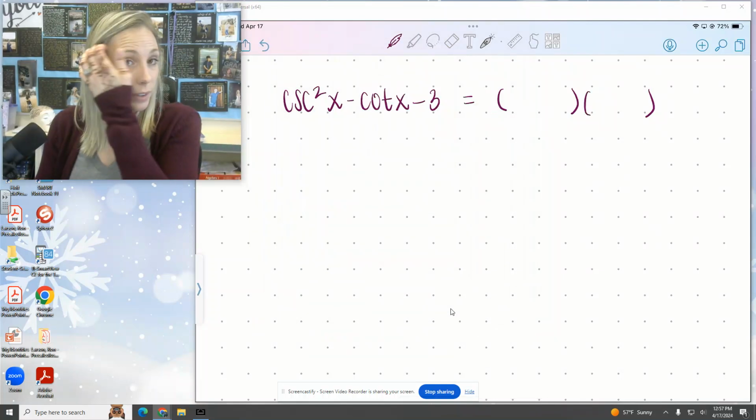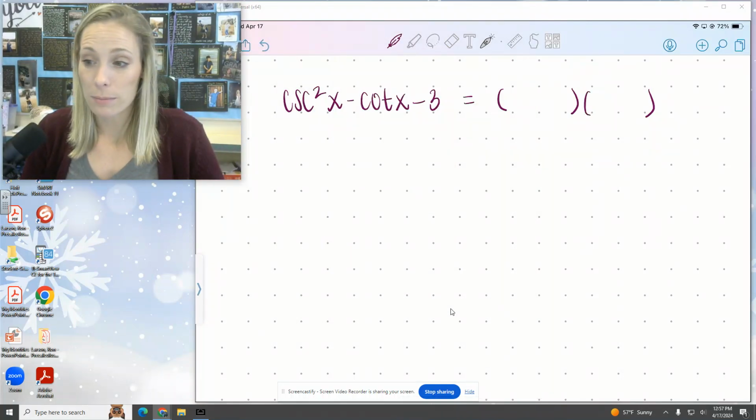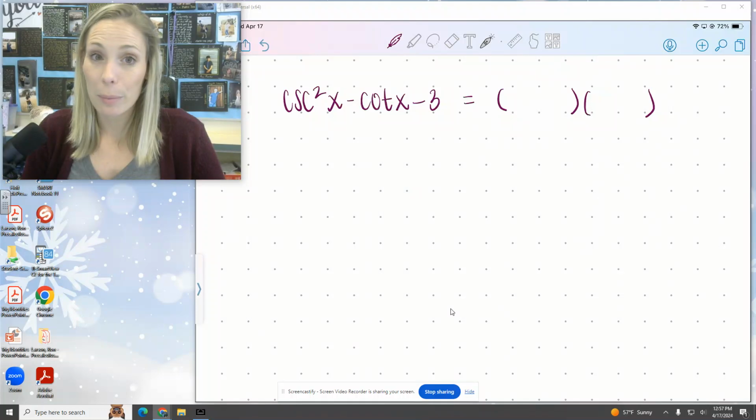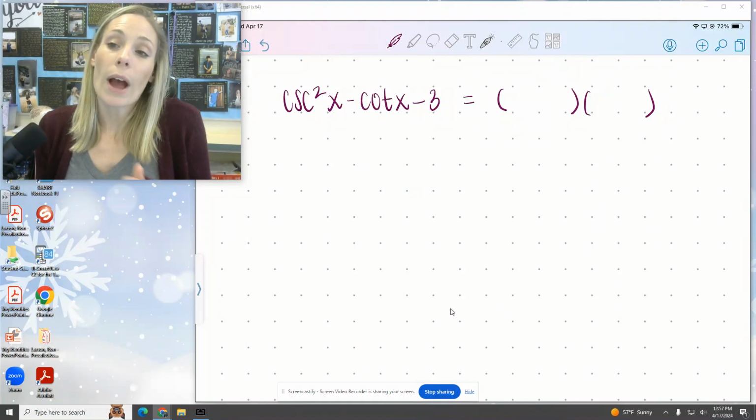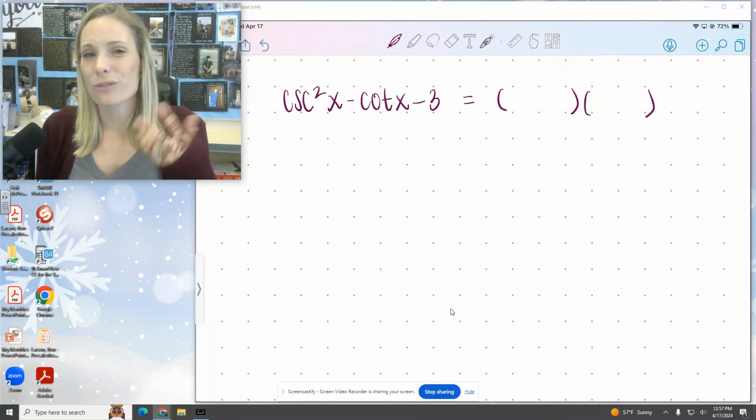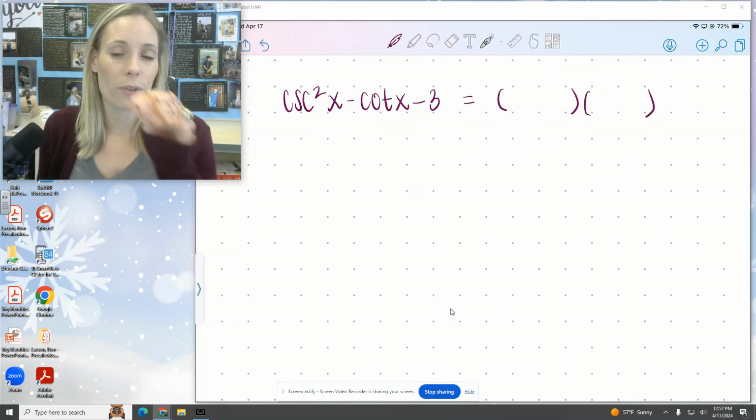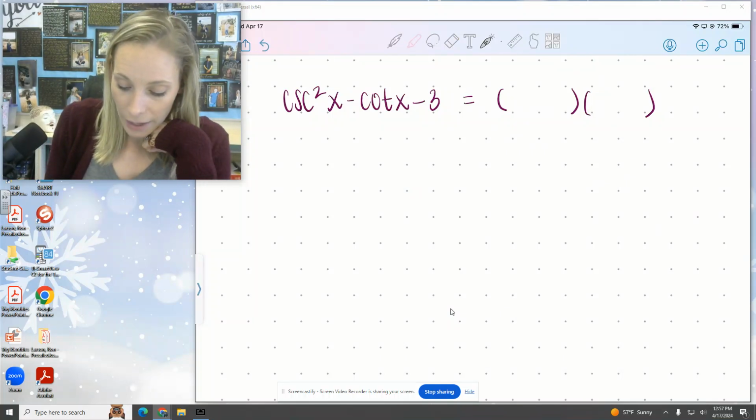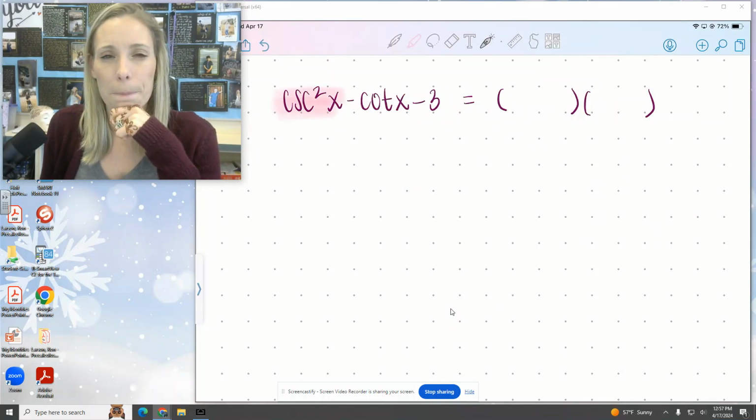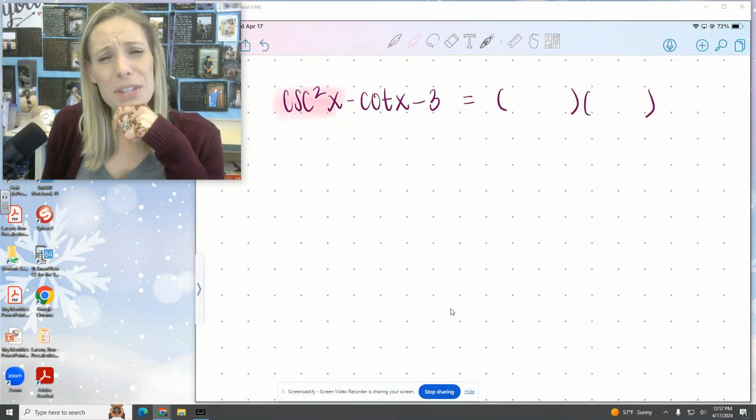So what that means is I have to manipulate this equation somehow to get the same trig function in them. You can manipulate math problems. Do not manipulate people. So I'm going to manipulate this so that I can get the same trig function all the way through. My eye is drawn right here to that cosecant squared of x. I feel like cosecant squared of x is something. Now I just need to figure out what it is.